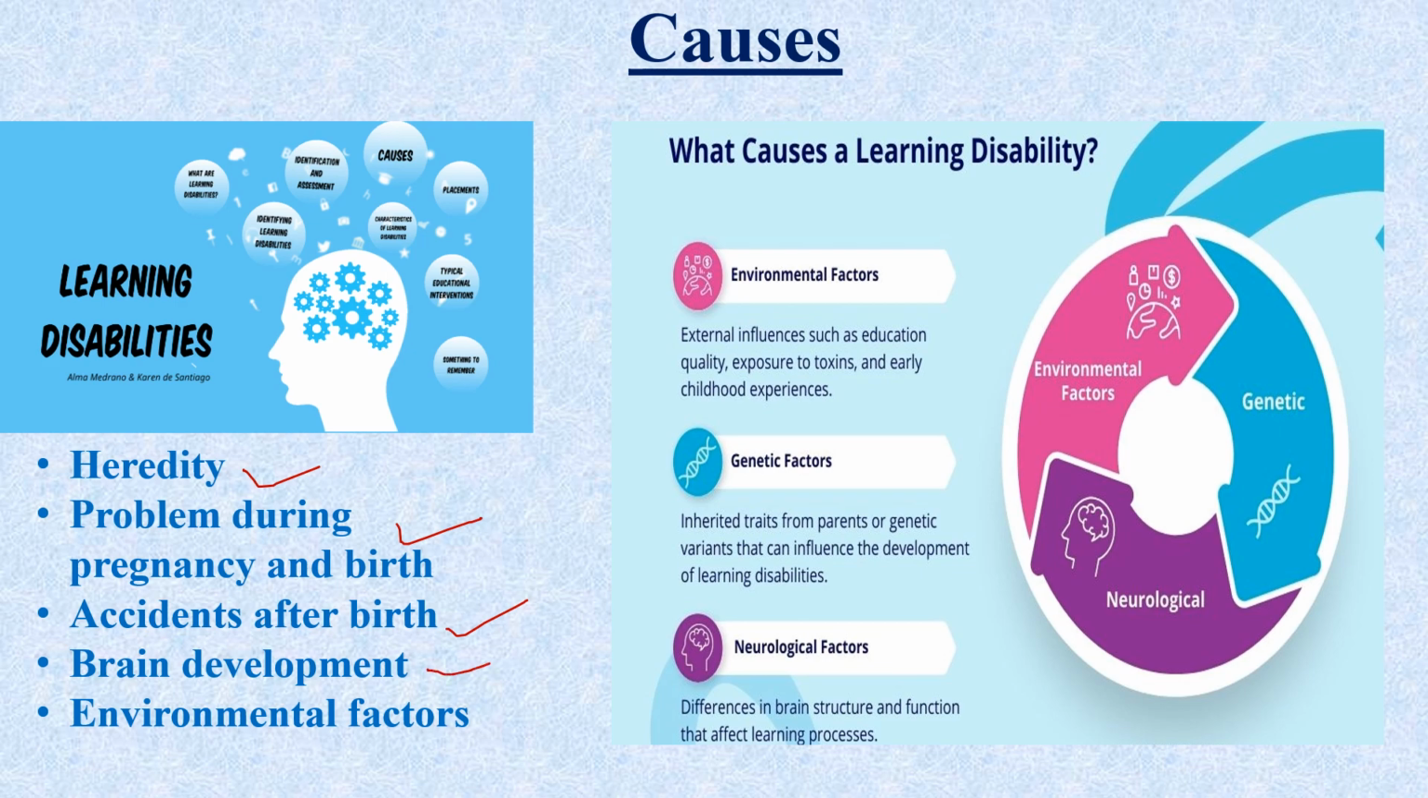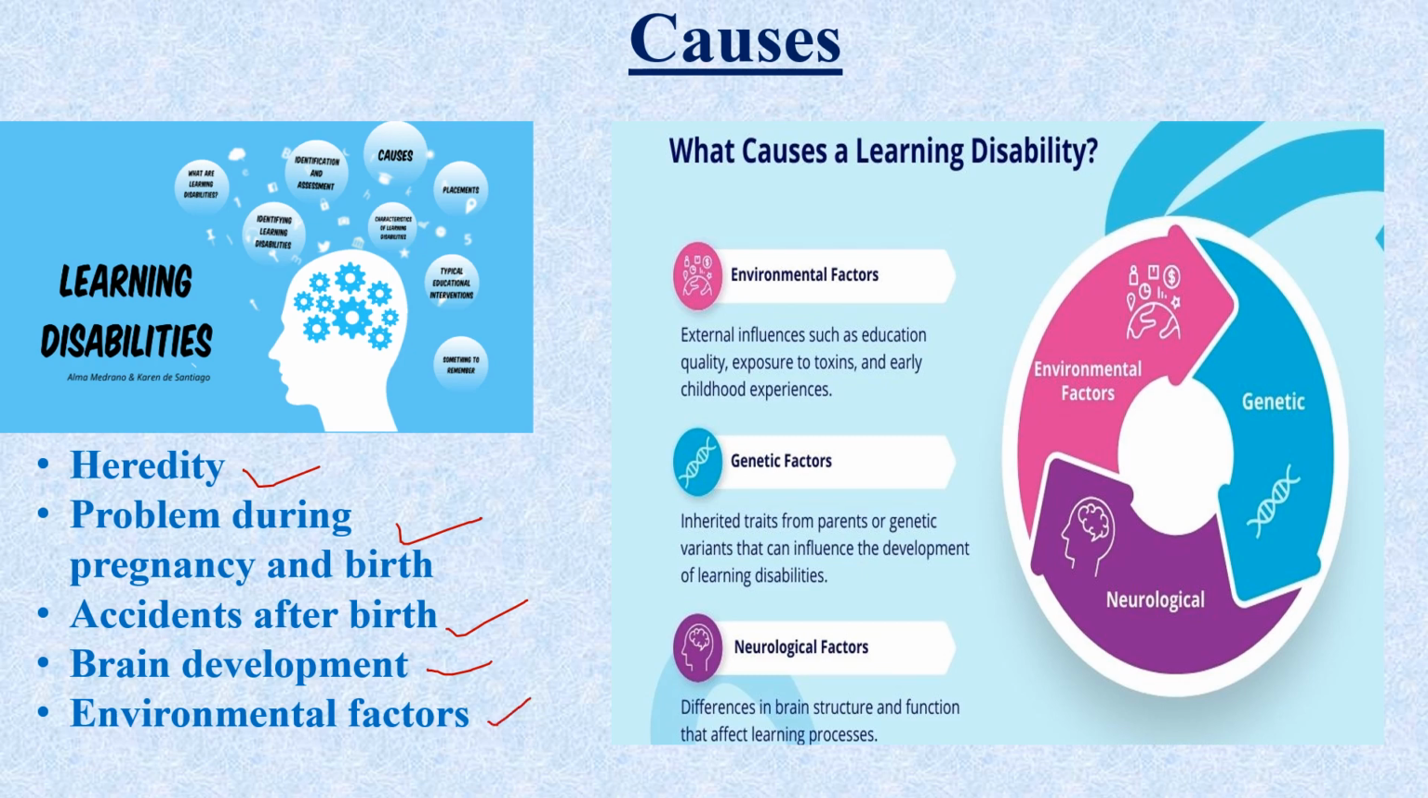Now, fourth is brain development. In this, we can say that abnormalities or disruptions in brain development during our prenatal, perinatal, or early childhood stages also contribute to learning disabilities. It can also include various factors such as premature birth, low birth weight, exposure to toxins, or any kind of infection. And the last factor is environmental factor.